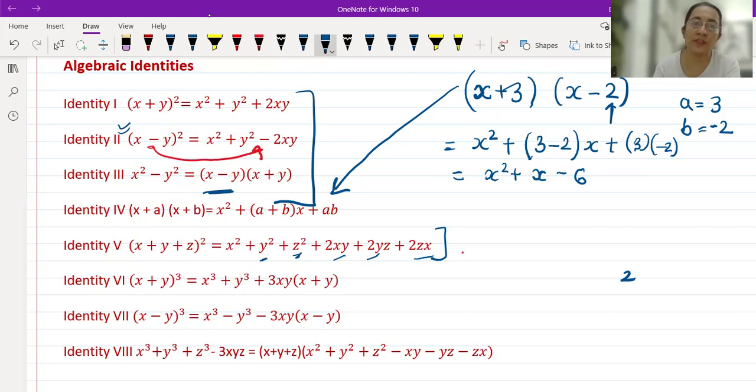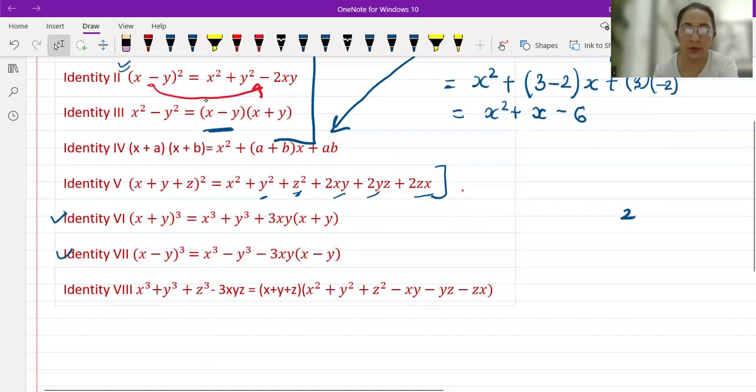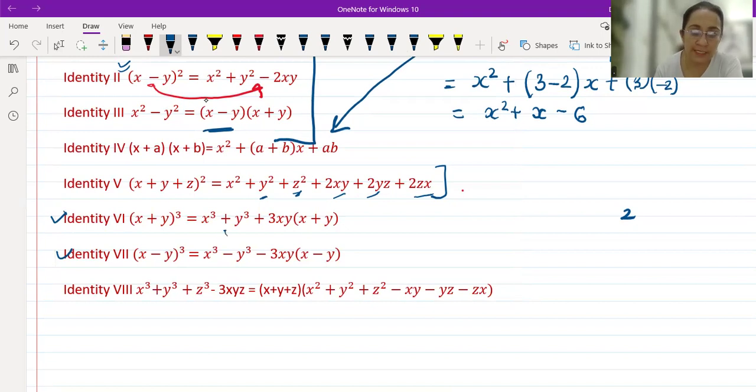This is the cube of this form. Now in the first and second, we had the square of x plus y. But identities 6 and 7 are the cubes of those two. x plus y whole cube will give you x cube plus y cube plus 3xy into x plus y. All the signs are positive. Now in the next, we have the negative sign, so the sign will also change. x cube, the sign is changed from positive to negative: x cube minus y cube minus 3xy into x minus y. So you can say that they both are similar, only the sign changes.